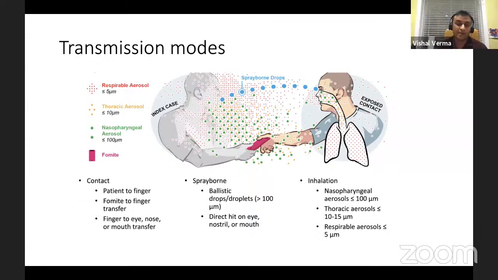For example, particles around 100 micrometer can deposit in the upper respiratory system, like just the nose, and particles between 10 and 15 micrometer can deposit in the tracheal region, and respiratory aerosol can go much deeper into the lungs.